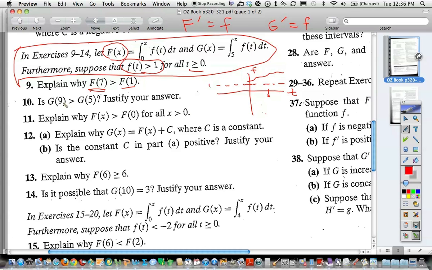Okay, is big G of 9 greater than big G of 5? Reason? Same. 11? True?